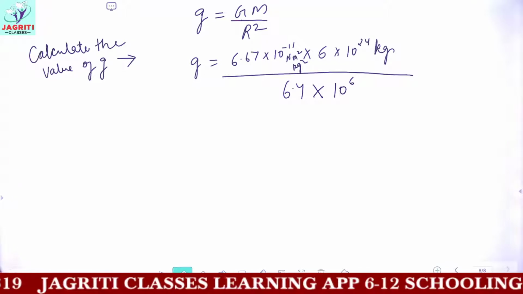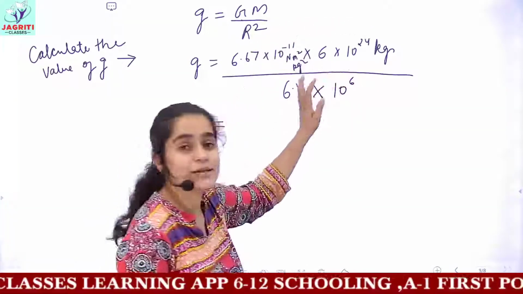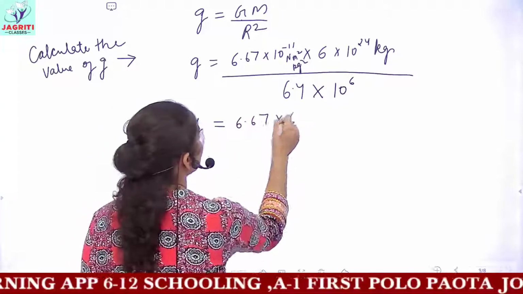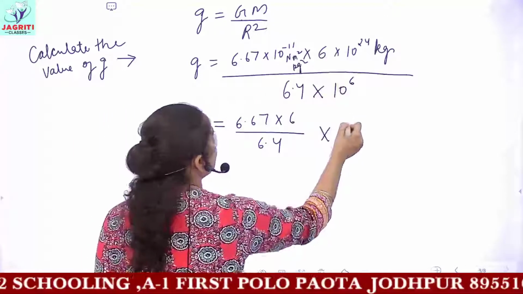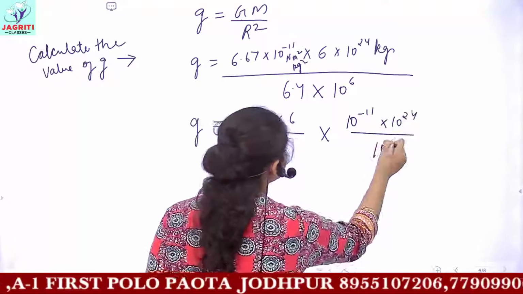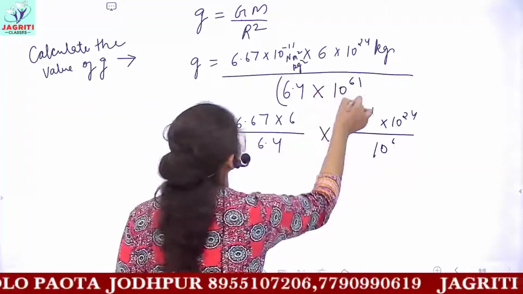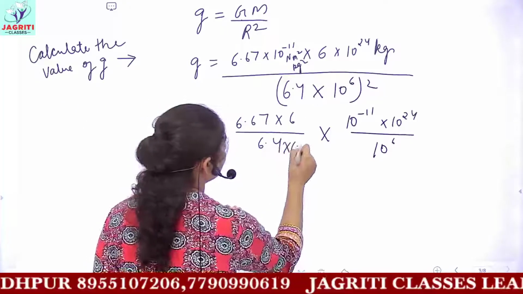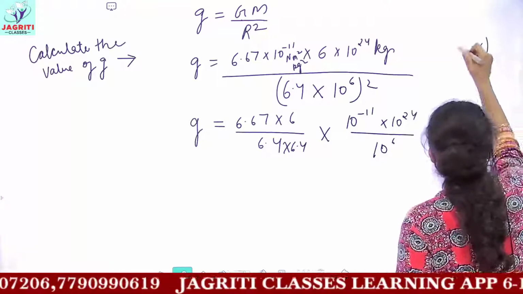Now if we solve this out, I am taking the exponent, that is the power terms, separately and writing the number 6.67 multiplied by 6 divided by 6.4, and then the terms 10 raised to the power minus 11, 10 raised to the power 24 and 10 raised to the power 6. Now you have to square the radius, so it would give you 6.4 into 6.4. How to solve this? You have 10 to the power 6 and 2.